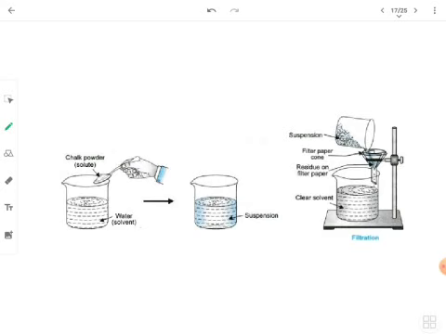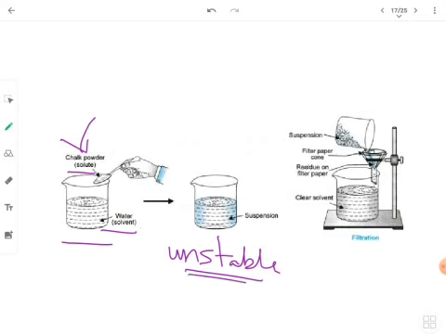Now here you can see that this person is adding chalk powder into the water. So this is your solute, this is your solvent. You will see that the chalk powder is just distributed randomly. And one more thing to observe is that a suspension is actually unstable. What do we mean by unstable? Now I just told you about a stable thing. Stable means where solute and solvent are staying with each other, they are not separating out.